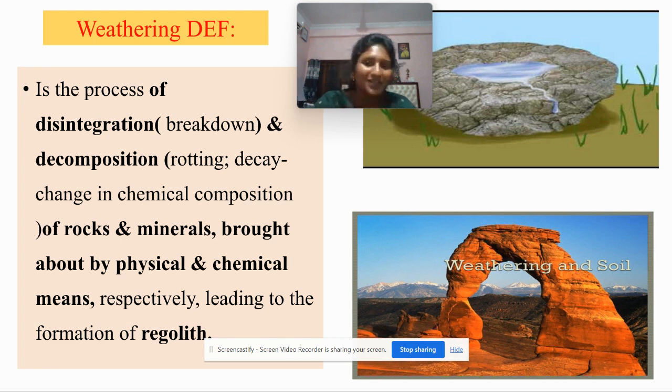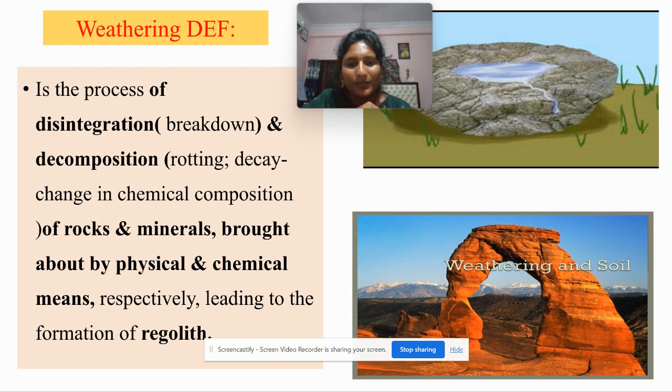Right. Now, coming to the definition, it is a process of disintegration and decomposition of rock and minerals brought about by physical and chemical means, respectively, leading to the formation of regolith. Disintegration means breakdown, decomposition means rotting or decay of any rock.